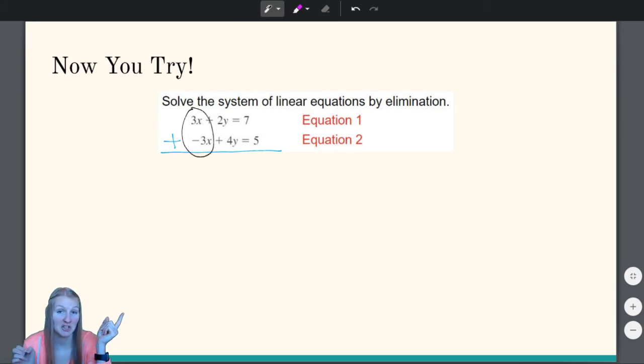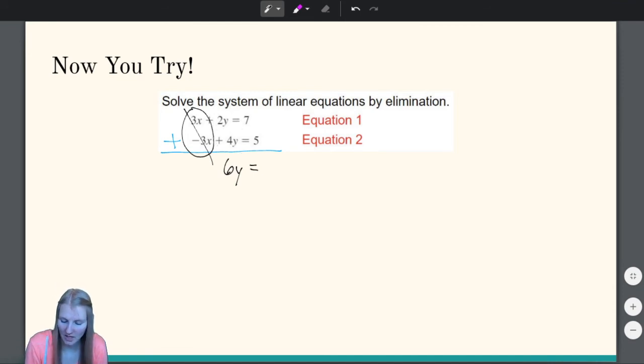3x minus 3x goes away. 3 minus 3 is 0. The x's are gone. They are eliminated. Okay, and 2y plus 4y is 6y. 7 plus 5 is 12.